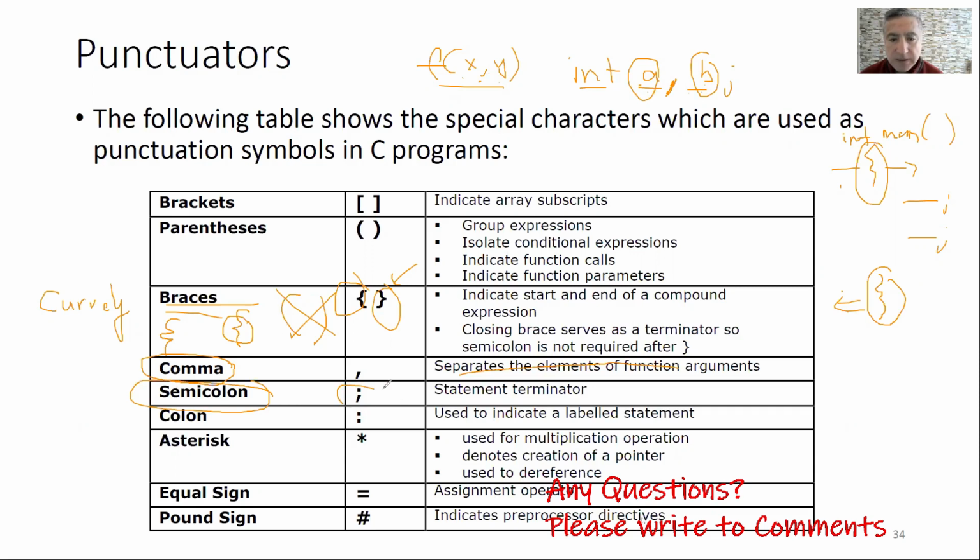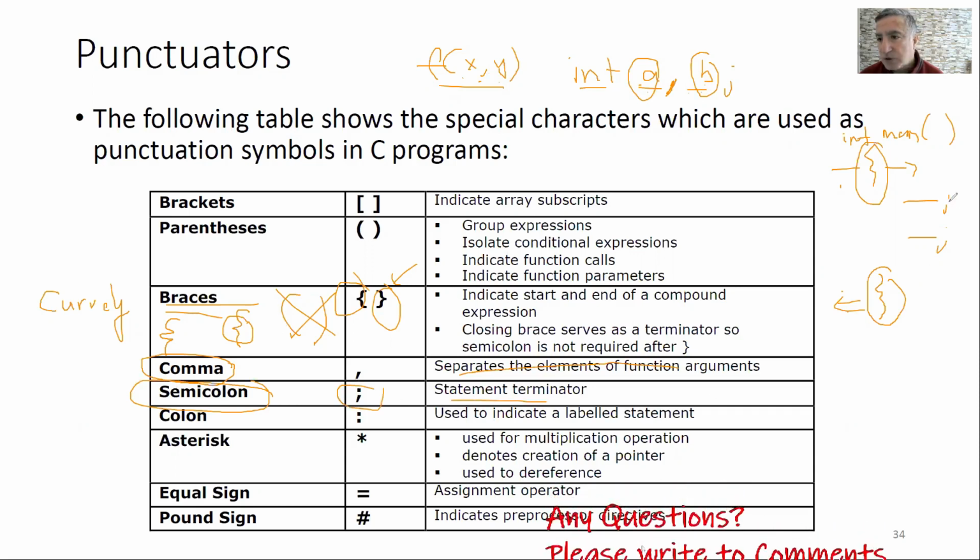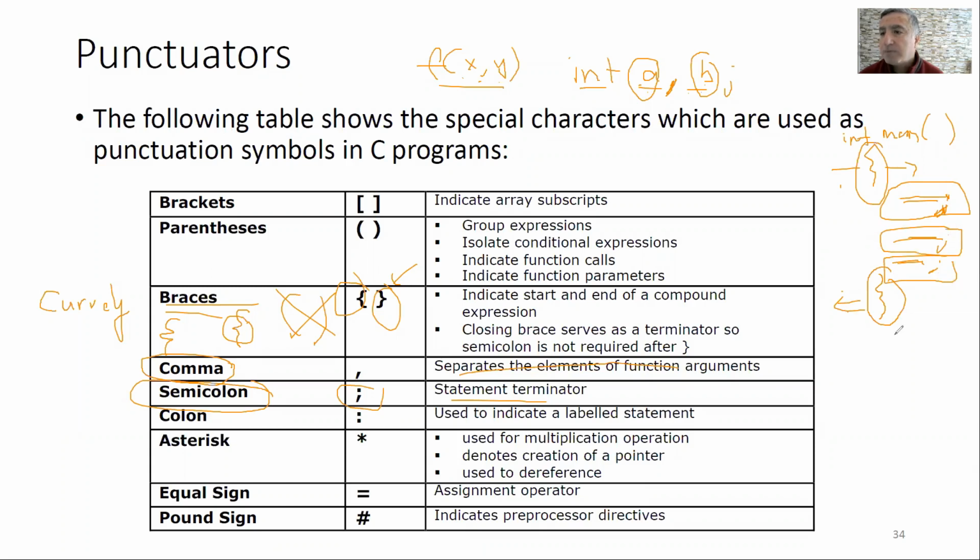Semicolon is the statement terminator. As you remember, we already discussed in the first week, we use a semicolon at the end of the statements. So now it becomes a complete statement with a semicolon. The compiler understands that the command finishes here, the command finishes here, the command finishes here. So each semicolon represents a statement, a command to the compiler.